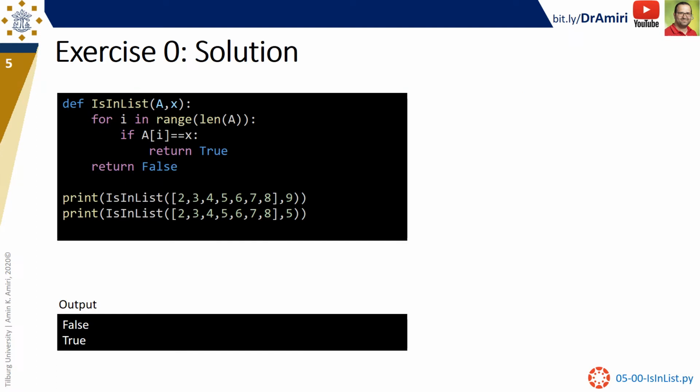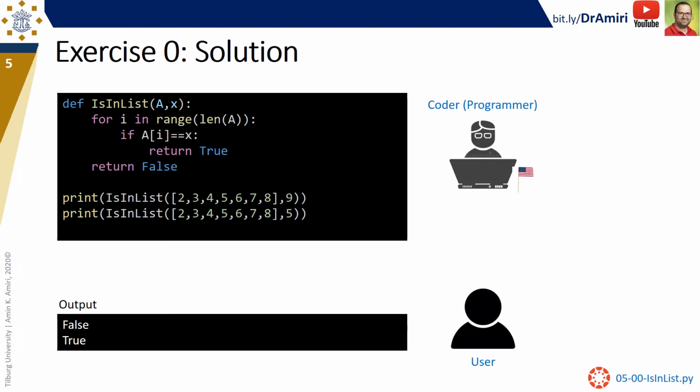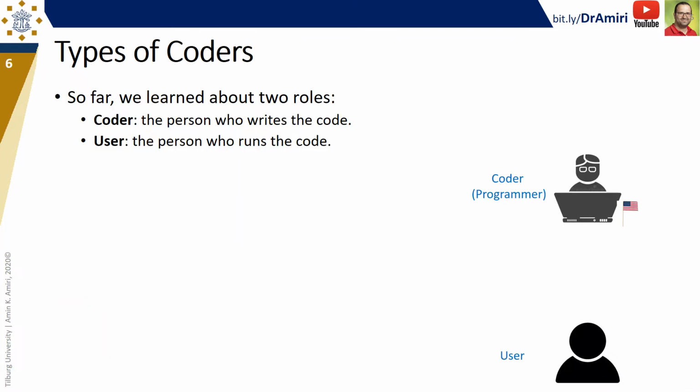Here is the answer to this exercise. As you can see here, this is the part that is written by a coder, a programmer, by you, and this is the output, which is the perspective of the user. The user gets the Python program from the coder and tries to run it in a development environment to see what the output is. So far, we learned about two roles during these lectures.